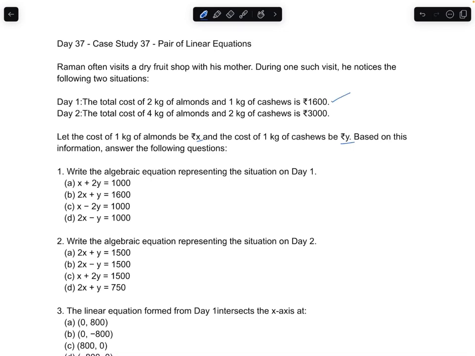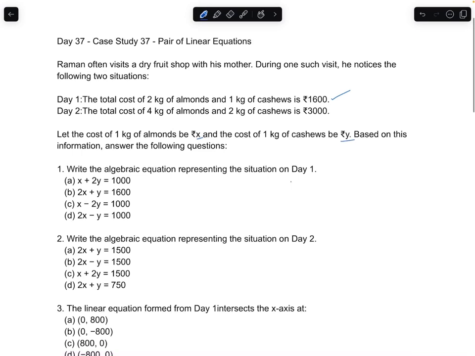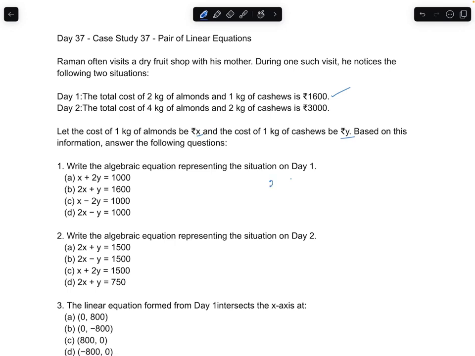On the day 1, 2 kg of almonds and 1 kg of cashews cost rupees 1600. The cost of almonds is X and the cost of 1 kg of cashews is Y. That is 2 times X plus 1 times Y is equal to 1600. The option is B.